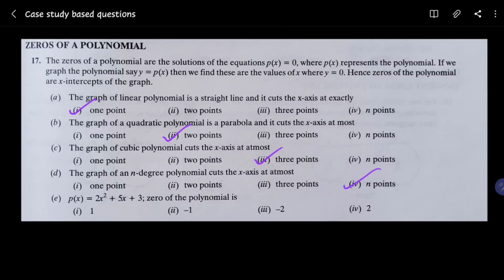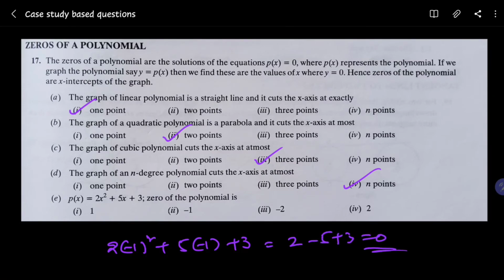In the last question, p of x is given as 2x squared plus 5x plus 3. He is asking, out of all these options, which one is carrying the 0 of this polynomial? Just check all these options by substituting in the given polynomial. Whichever option is giving you the answer 0 upon substitution, then that answer is correct. So here by substituting minus 1 in place of x in the polynomial, I am getting 0. So that is why minus 1 is one of the zeros of the polynomial given.